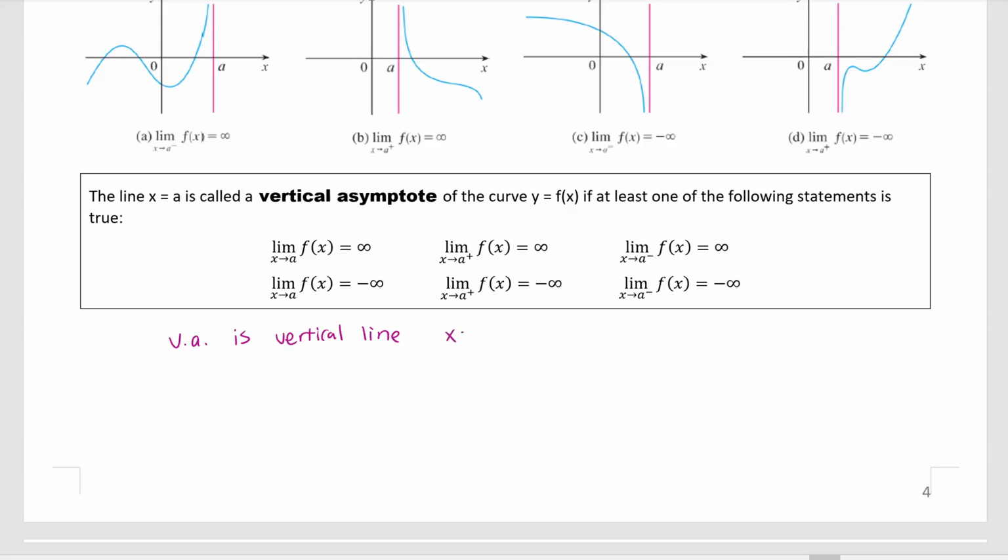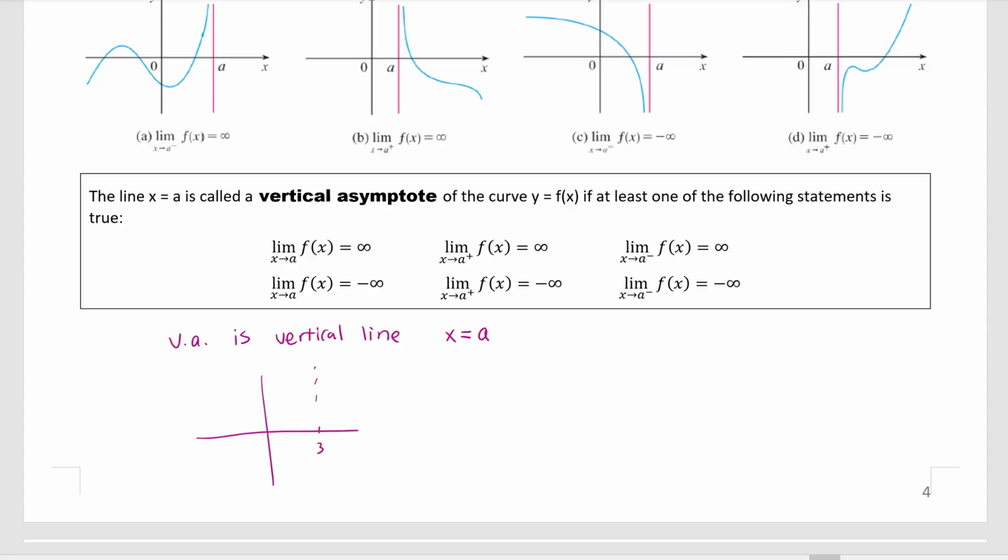So a line like x equals a. So don't just give me a, not a number. A vertical asymptote is a line, an equation: x equals a. And furthermore, you don't need to have the two-sided limit go to infinity. As long as one side goes to infinity, then that's fine. So let me draw an example here.